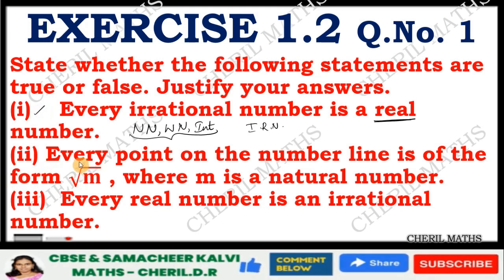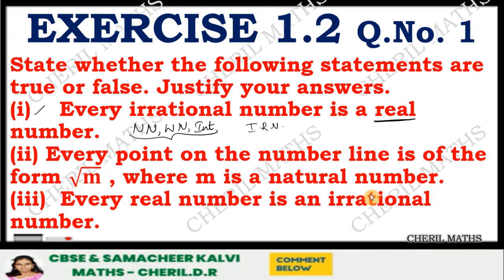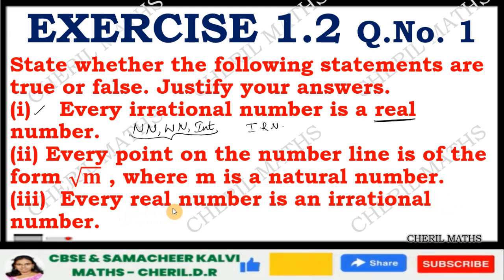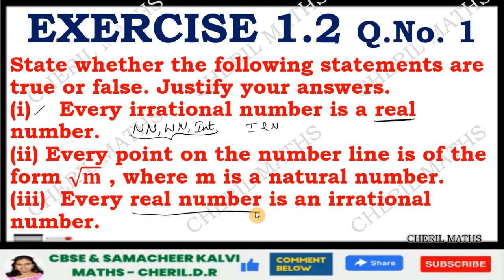So what about the second question? Every point of the number line is of the form root m, where m is a natural number. The third question is: every real number is an irrational number. So now you have to know what a real number is.